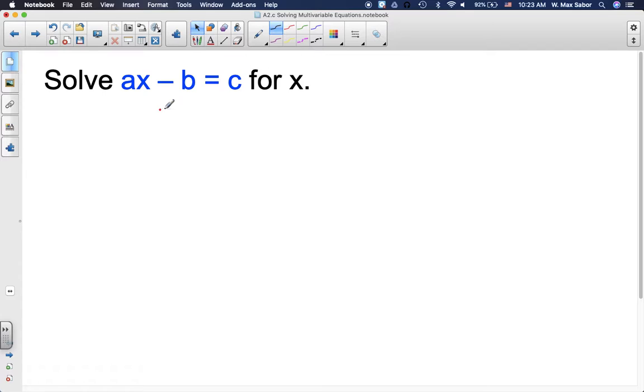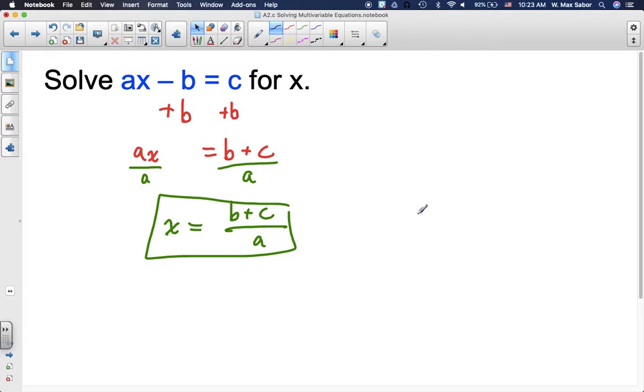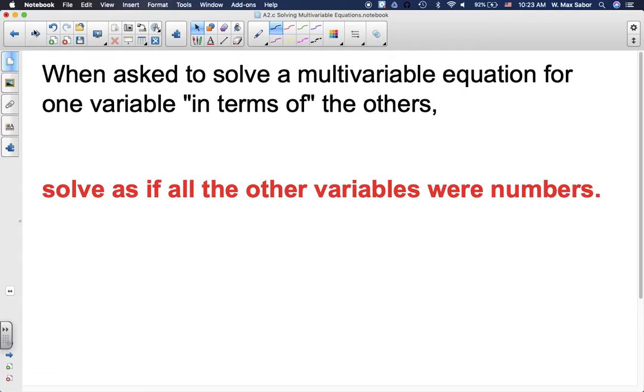Here, we can add b to both sides. That's what we would do if these were numbers. So we'd get positive b plus c. And now this is a times x, so we'll do the opposite, dividing by a. So x equals b plus c over a. If you wanted, I would also accept x equals b over a plus c over a. That's supposed to be a b. That's also equally true.